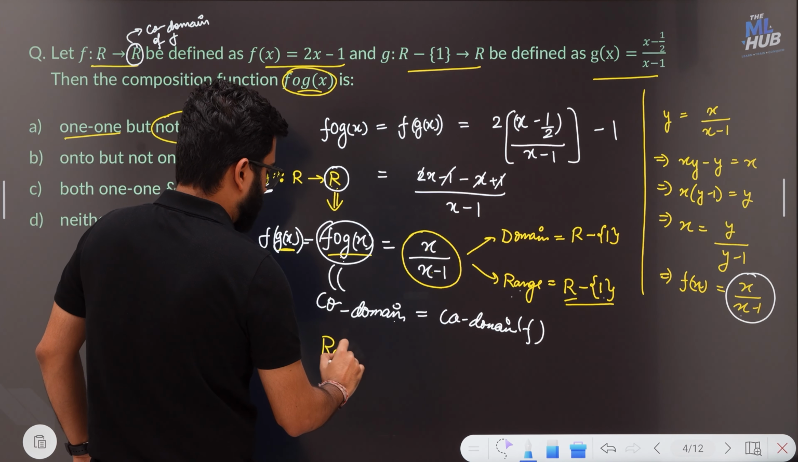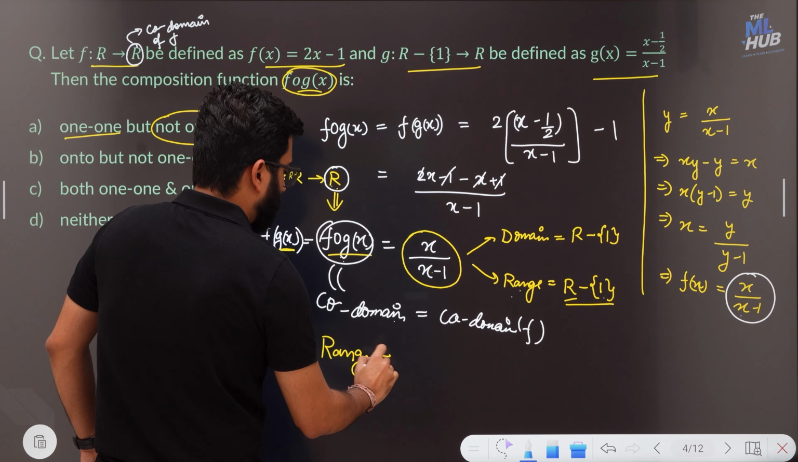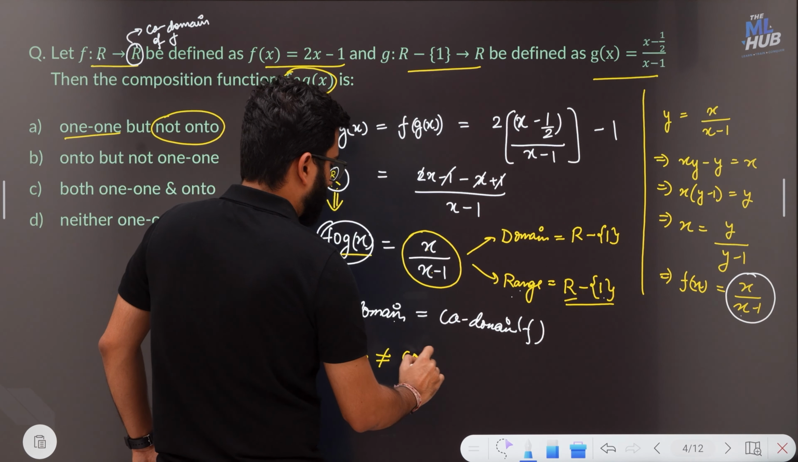Why is it not onto? Because range is not equal to codomain.